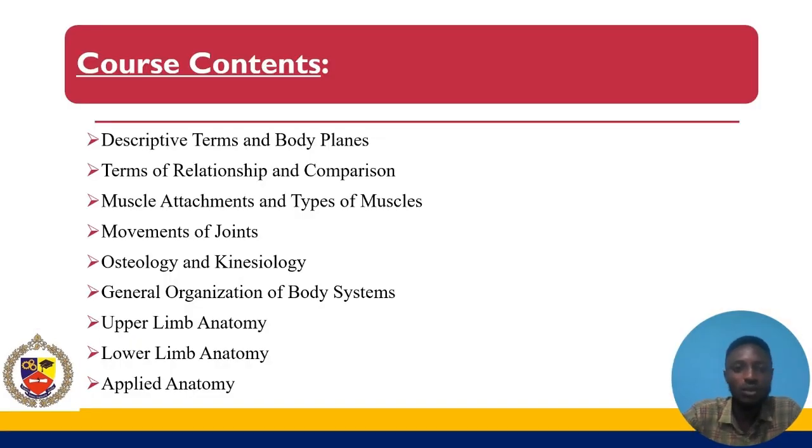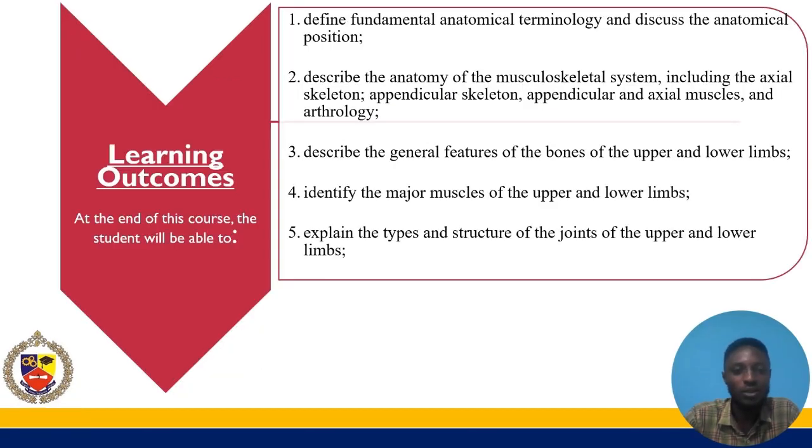Let me quickly take us through the course content, which are: descriptive terms and body planes, terms of relationship and comparison, muscle attachment and types of muscles, movement of joints, osteology and kinesiology, general organization of body systems, upper limb anatomy, lower limb anatomy, and applied anatomy.